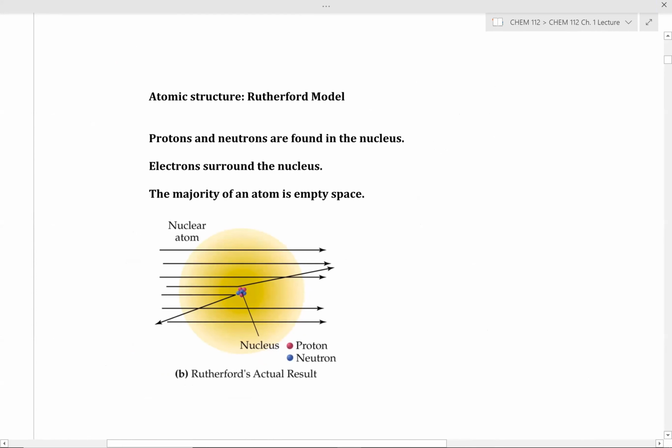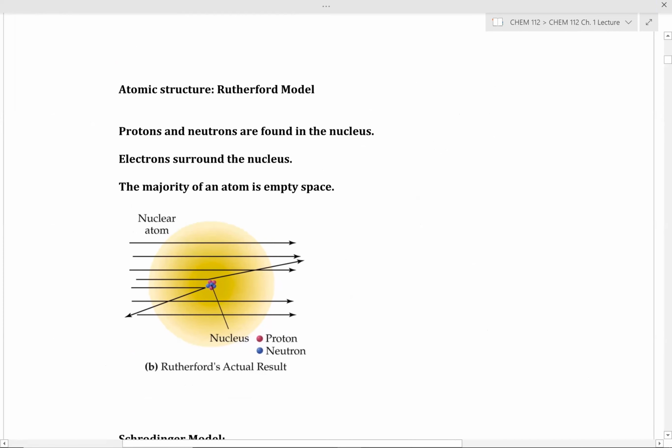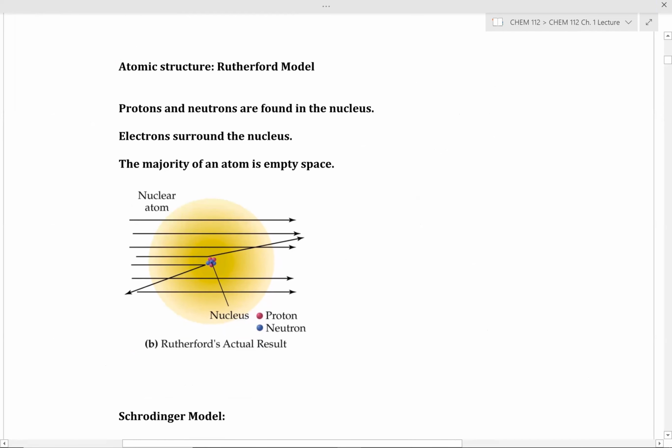Okay, so let's now talk a little bit about how these particles are arranged in our atoms. In this case, we are going to start looking at the Rutherford model. The Rutherford model has a bit of ambiguity associated with it, so let's talk about the few basic premises. First, our protons and neutrons are found together in a mass at the center of the atom known as the nucleus. The nucleus contains the majority of an atom's mass and positive charge. Electrons are thought to surround the nucleus, and the majority of an atom is empty space. So you can think of the electrons as a cloud surrounding our nucleus.